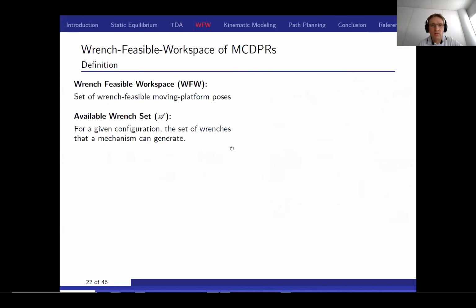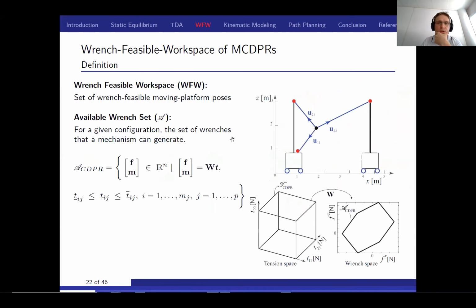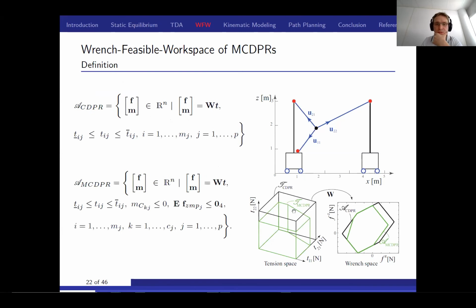Okay, so now we also focused on the range analysis and feasible workspace analysis of MCDPR. Here we did consider those sliding and tipping conditions of the mobile bases to determine first the modified cable tension space, and then by using the range matrix we can determine the modified available range set for a given pose of the moving platform.